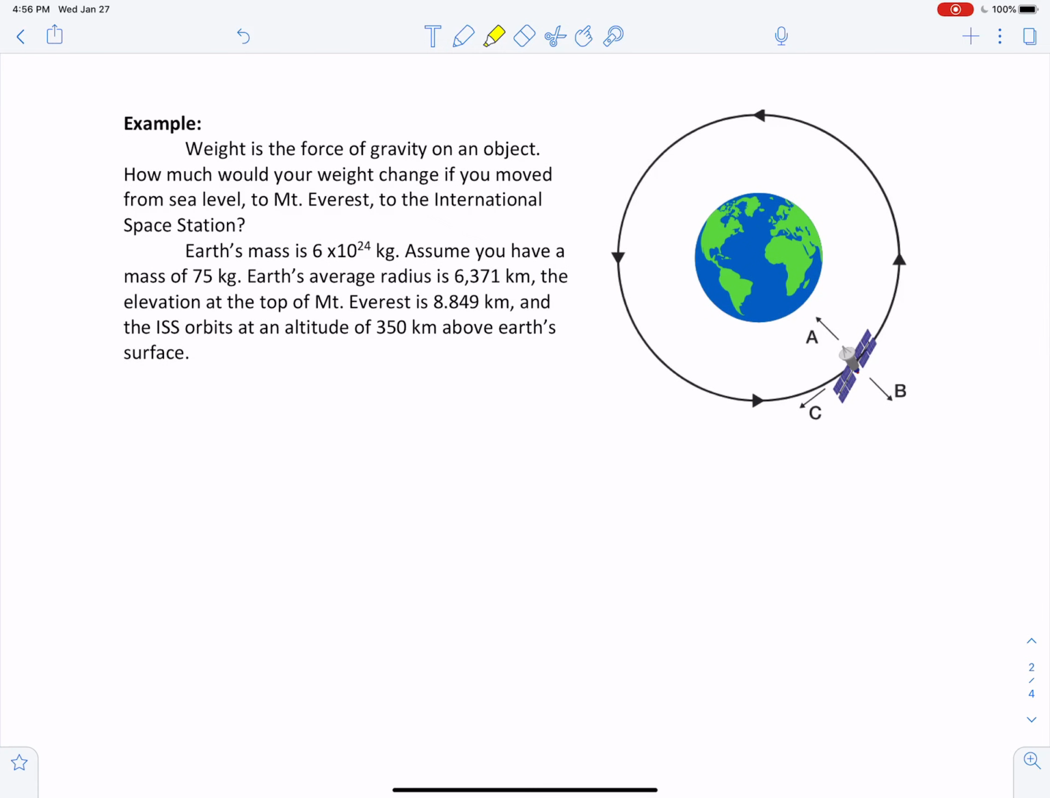So here we go. Weight is the force of gravity on an object. So how much would your weight change if you moved from sea level to Mount Everest to the International Space Station? And then a few pieces of information.